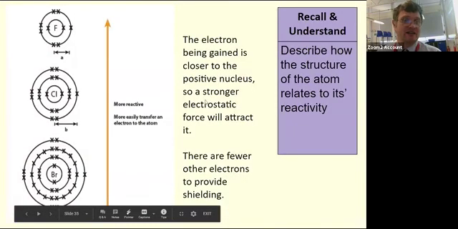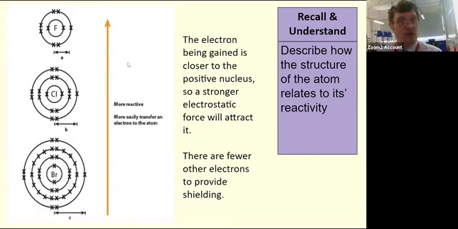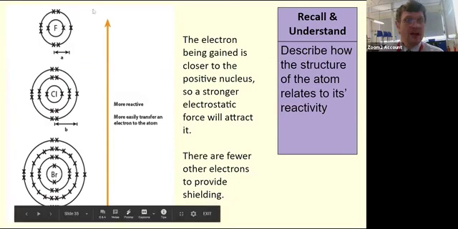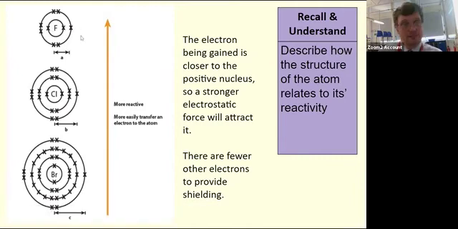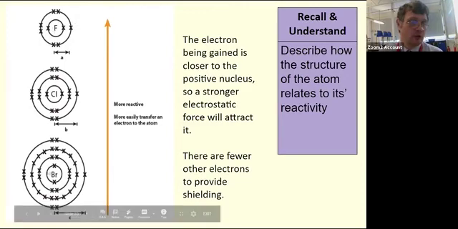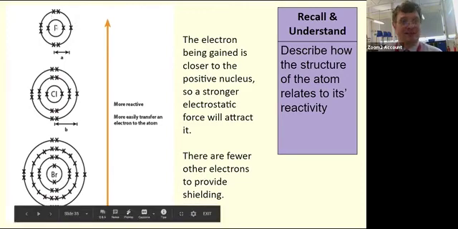So what that means is that as you go down group 7, they get less reactive, or as you go up, they get more reactive. Why is that? The electron being gained is closer to the positive nucleus, so you're going to get a stronger electrostatic force in fluorine than you are in bromine. There are also fewer other electrons to provide shielding, that repulsive force that pushes it away. So there's bigger forces pulling in the electron to fluorine than there is to bromine, which is why it reacts more readily with fluorine than with bromine.